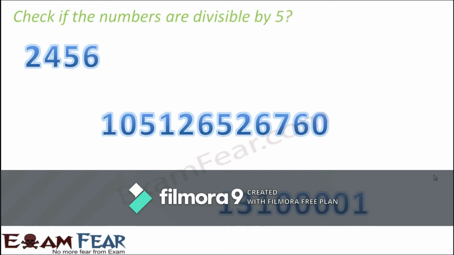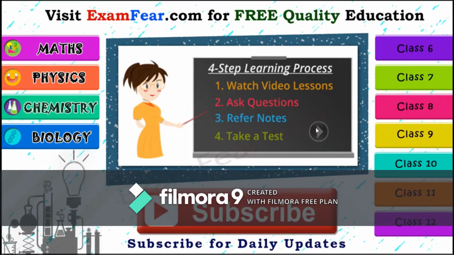So quickly look at these numbers: 2456. Will it be divisible by 5? Definitely not, because it doesn't have a 0 or 5 in its units place. This number, yes, it will be divisible because there is a 0 in the units place. This one again not, because 1 is at the units.